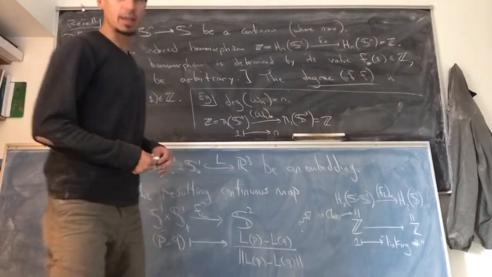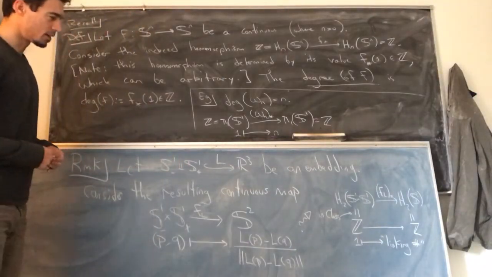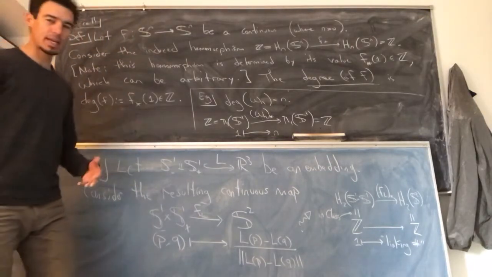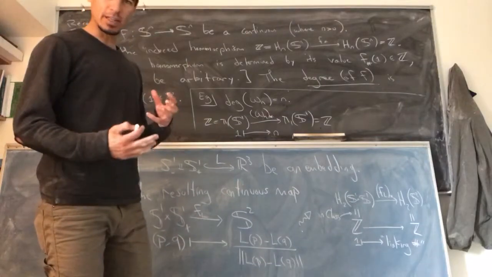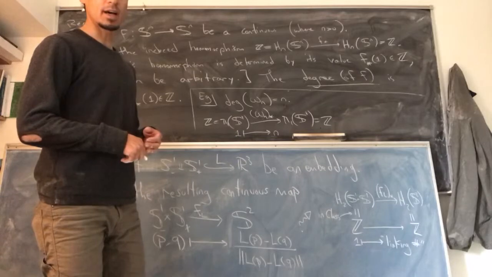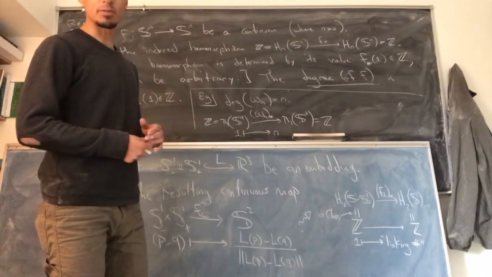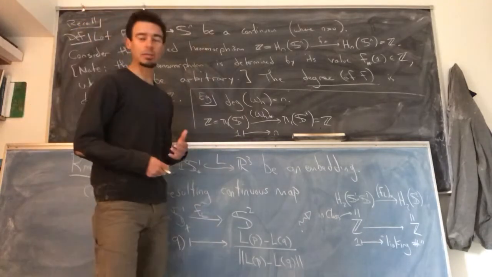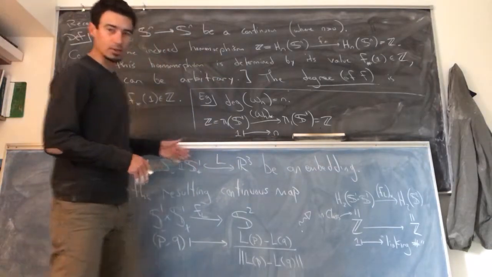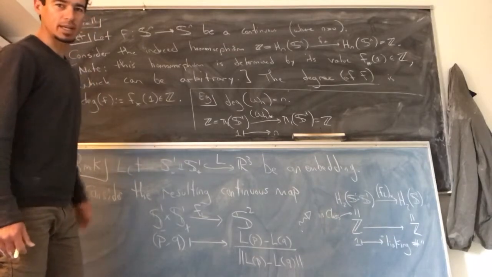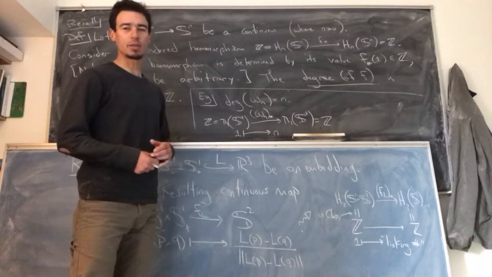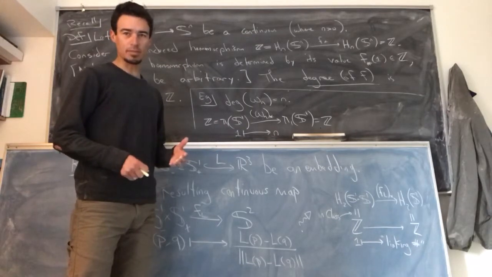I wanted to give just a remark. This way of obtaining a numerical invariant of a continuous map is rather powerful, as we will see in some applications right away. But I wanted to remark on another way of obtaining a numerical invariant from topological stuff. And that's a linking number.